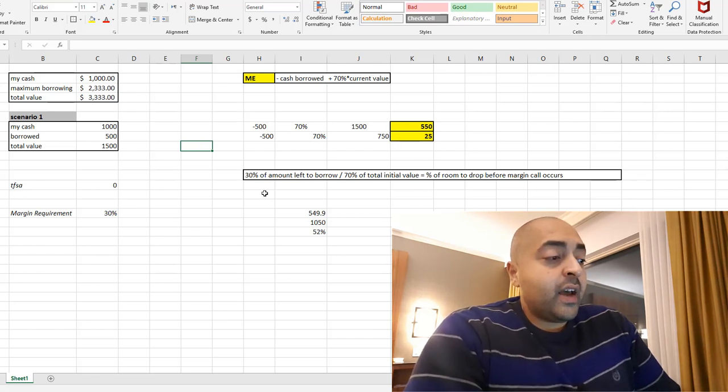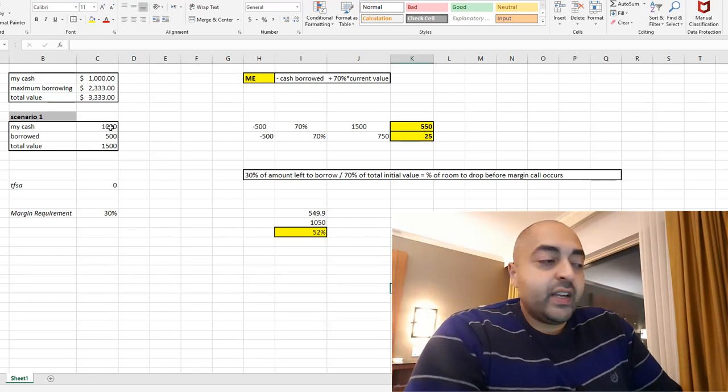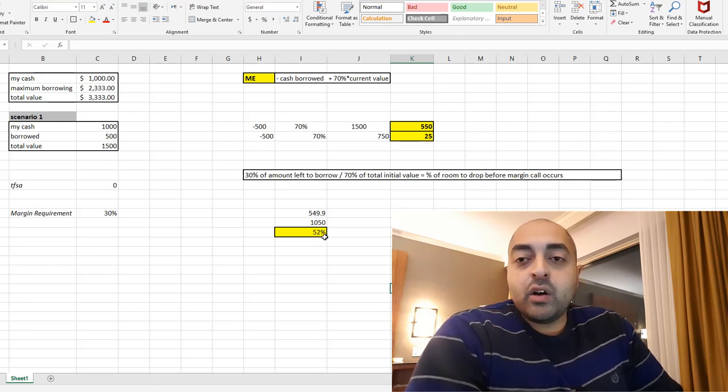And here's the formula that I came up with to help me figure out the percentage that I have, or the room that I have for the stock to drop before they place a margin call on my account. So in this example here, if the cash that I put in is 1,000 and I borrowed 500, based on this formula here, the stock can drop 52% before a margin call is placed.